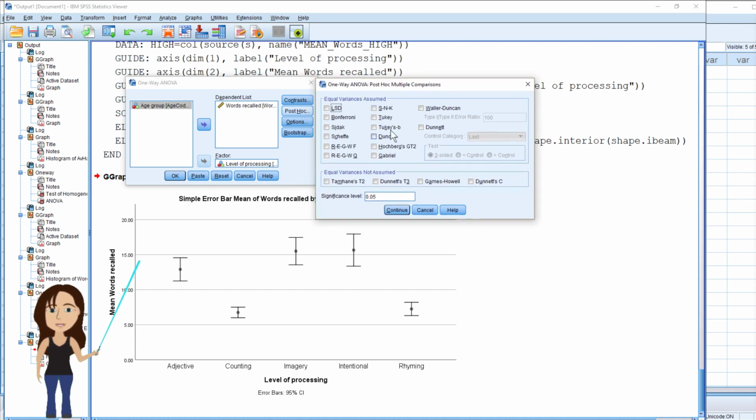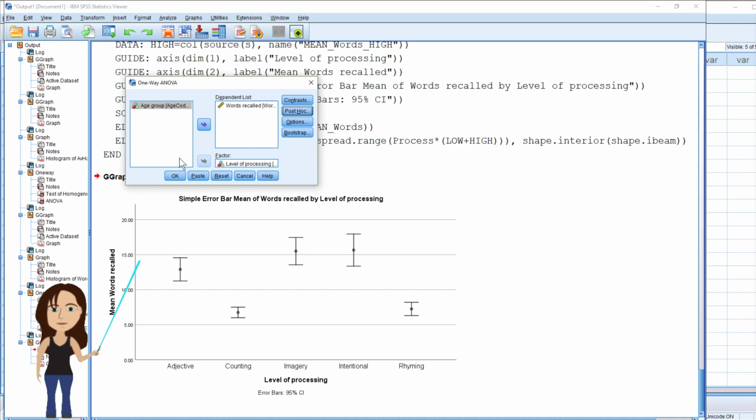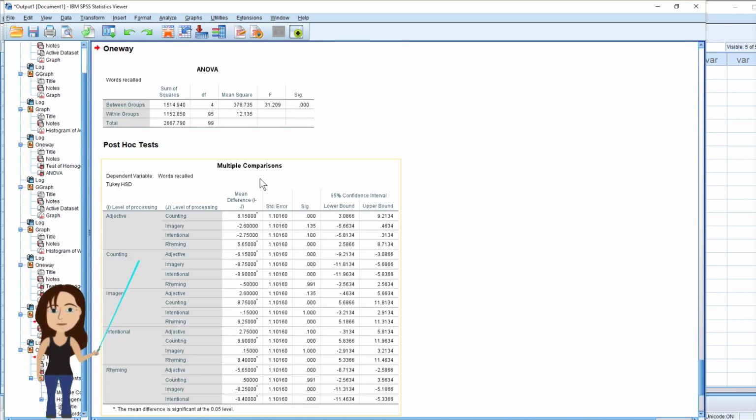There's a lot of options here. In practical terms, you'll usually get similar results no matter which post hoc test you choose. What you'll see written in papers, commonly I see Tukey's and Bonferroni, sometimes a couple of others. We're just going to stick with Tukey's for this course. So that one there, continue, and OK.